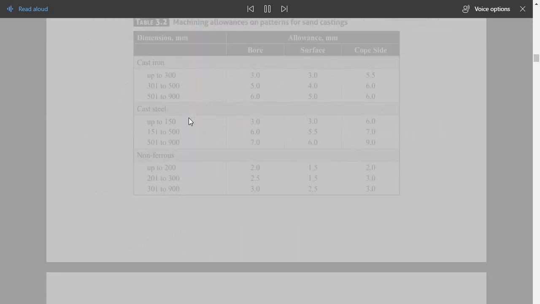Table 3.2 Machining allowances on patterns for sand castings. Up to 300, 301 to 500, 501 to 900.